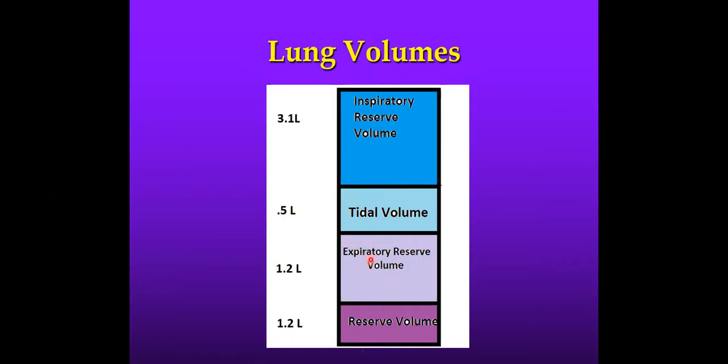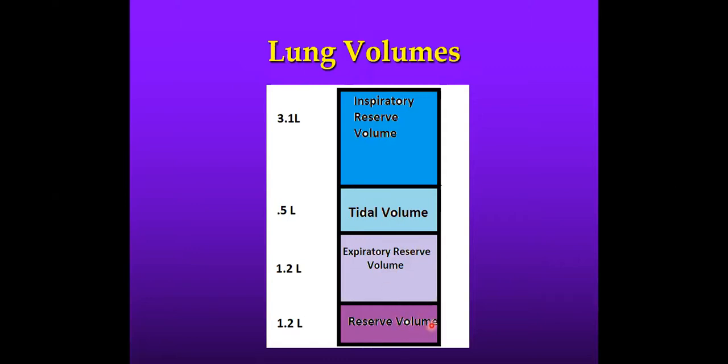Now let's talk about this one. This is my expiratory reserve volume. This is the maximum amount of air that I can push out after a quiet out, right? Or a quiet exhalation. So it's normal in, normal out. And after my normal quiet exhalation, I push as far as I can go. That amount that I was able to push out after a quiet exhalation is called my ERV, which is expiratory reserve volume. And it is 1.2 liters.